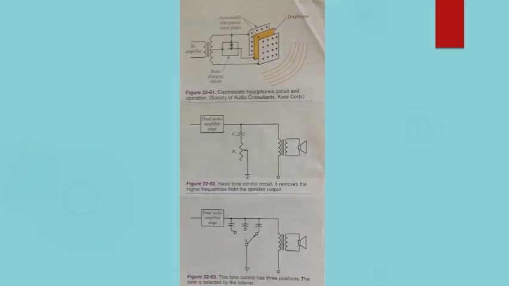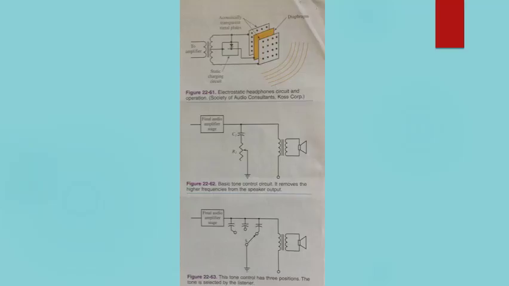Tone controls. Tone controls are used to adjust the amount of high or low frequencies sent out from speakers. Most radios, televisions, and audio amplifiers have these controls. One tone control circuit is shown in figure 22-62. Capacitor C1 has a low reactance for high audio frequencies. The value of C1 is usually 0.05 microfarad, and R1 is 50,000 ohms.